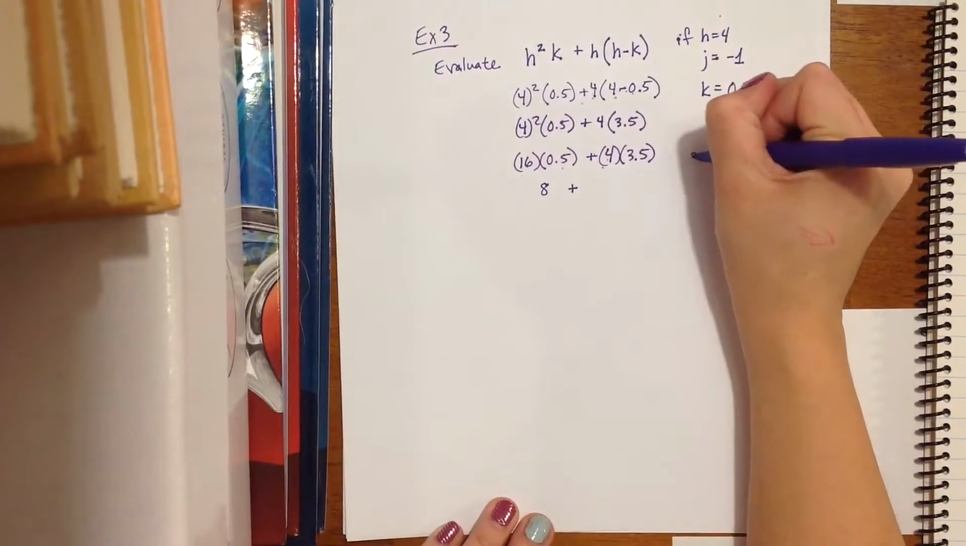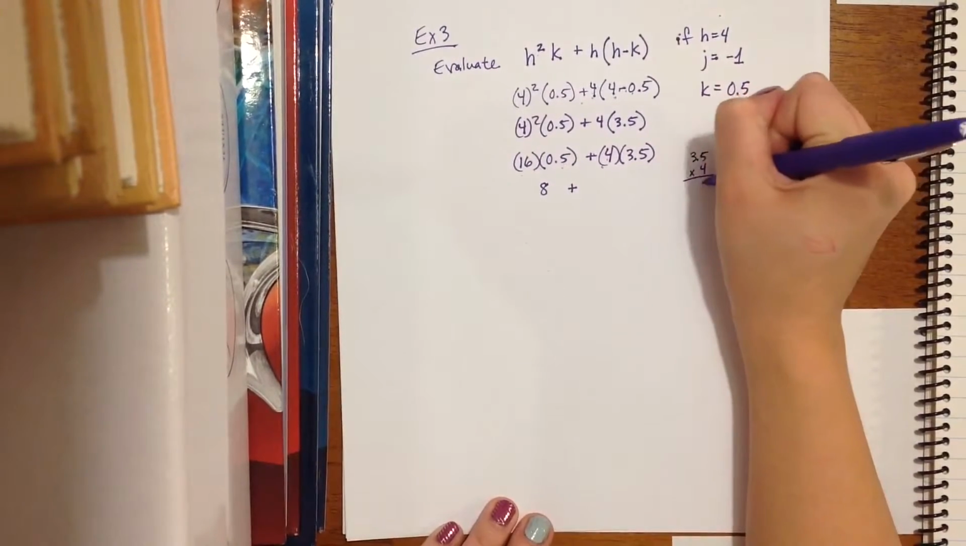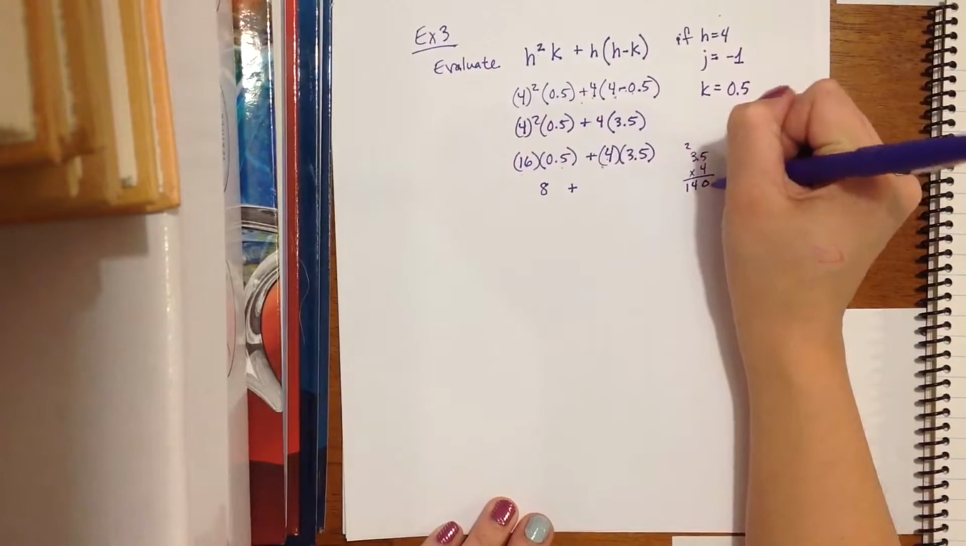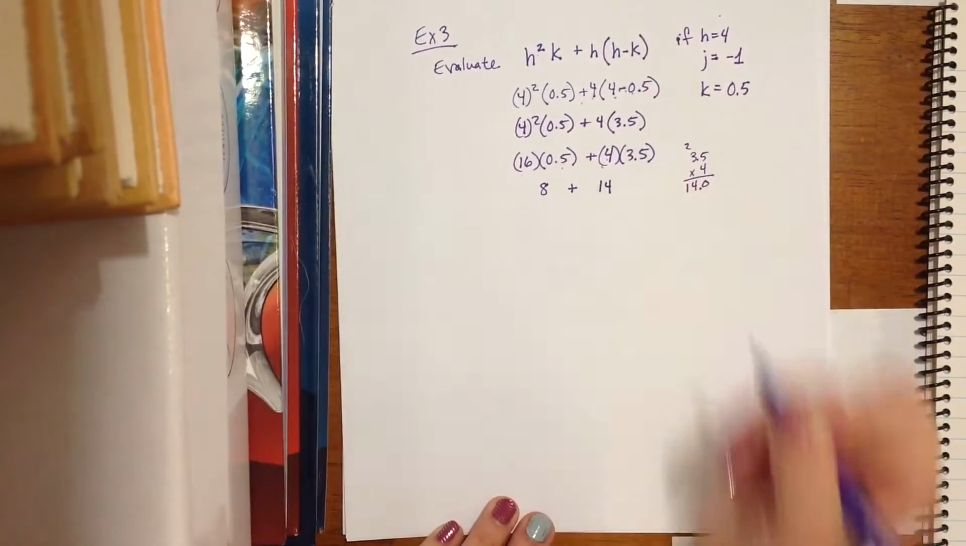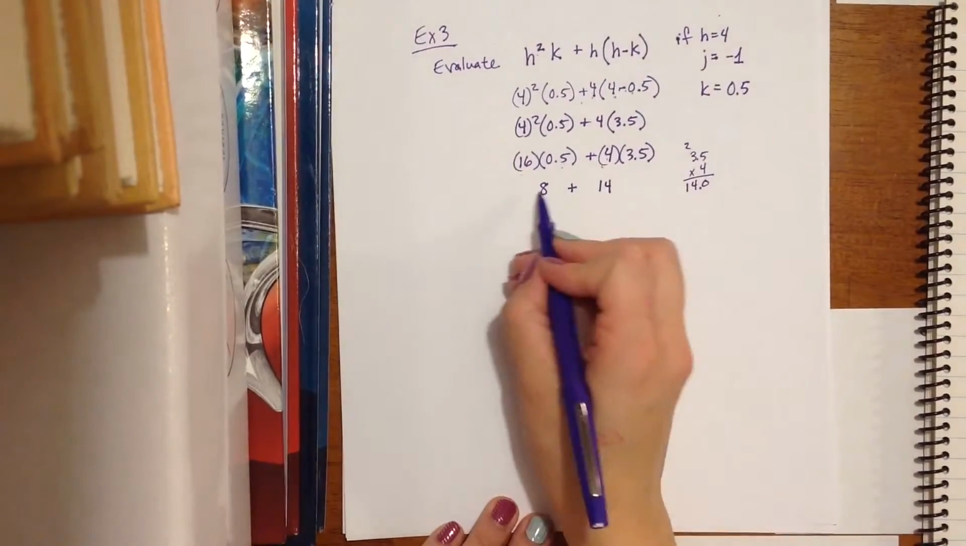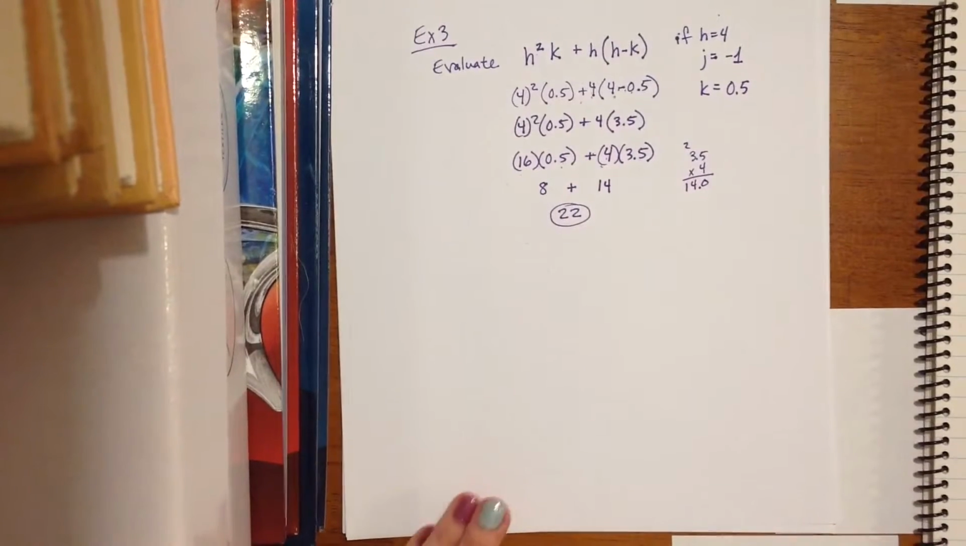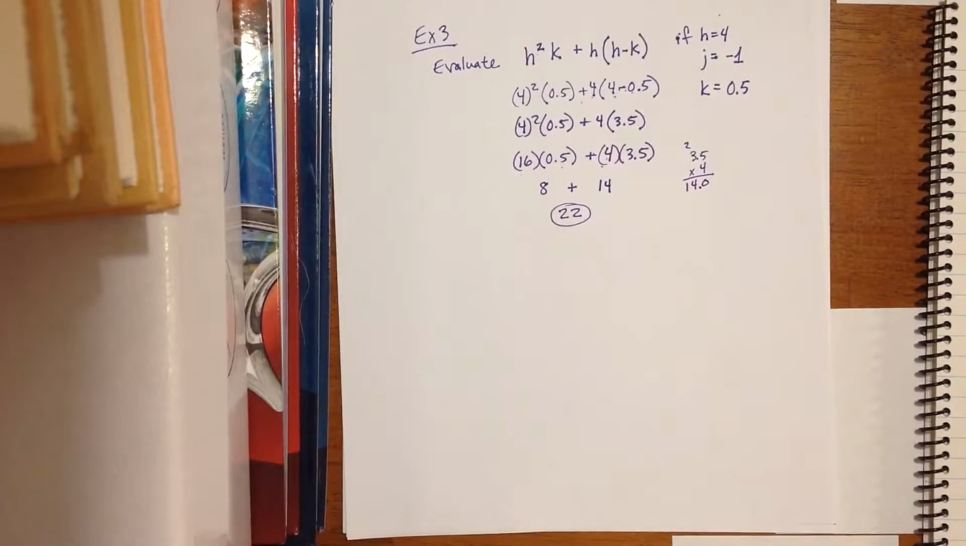I don't have a calculator with me right now, so I'm just going to go off to the side here. Do a little multiplication. I get 14. That's nice. And then finally, I'm going to do my addition here. Final answer, 22. So hopefully you got that too when you were going through this problem.